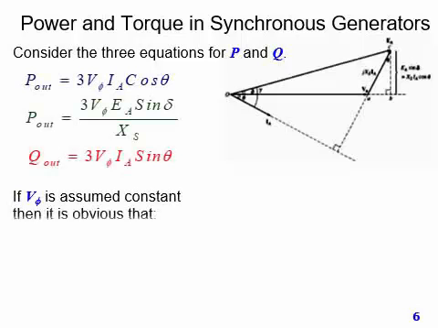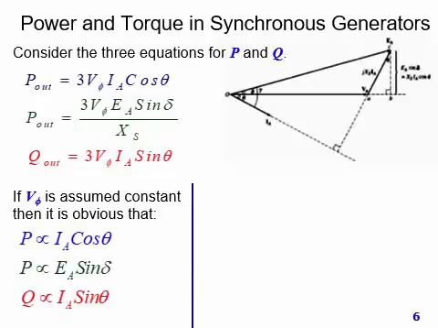So up till now we have calculated three equations for P and Q. If we suppose that there are these three equations and we suppose that V phi is constant, then P out and Q out would be directly proportional to Ia cos theta, Ea sin delta and Ia sin theta.